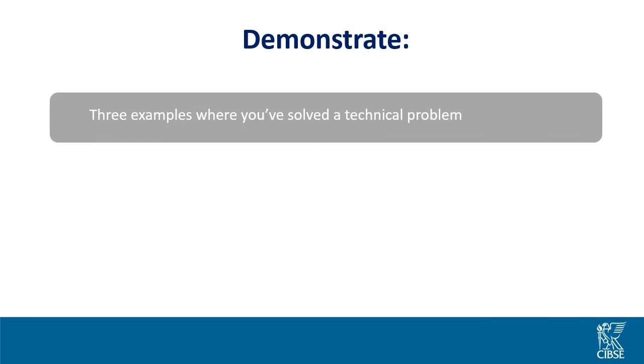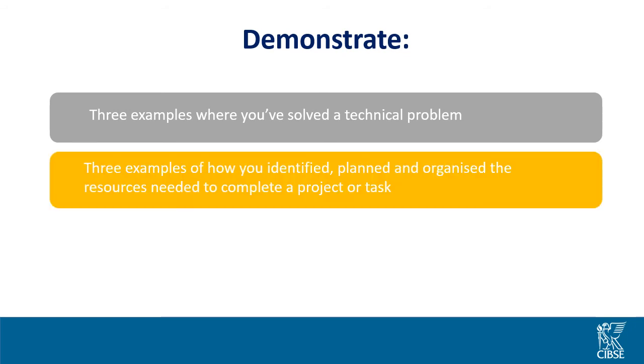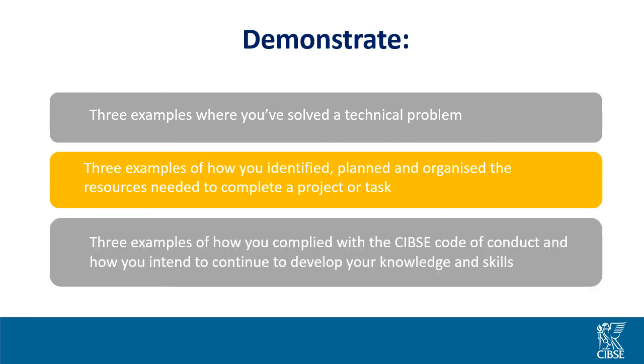What do you need to demonstrate in the written report? This will be a reflective account where you'll need to present 3 examples of where you solved a technical problem, explaining your role and how you selected the appropriate techniques, procedures and methods used, 3 examples of how you identified, planned and organised the resources effectively, and 3 examples of how you complied with the CIBSE Code of Conduct.